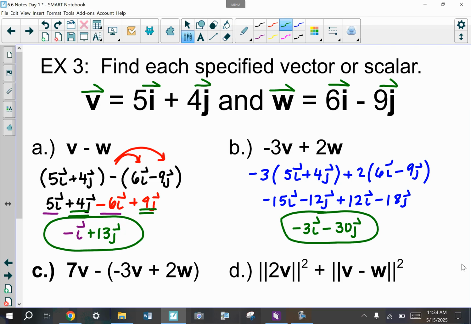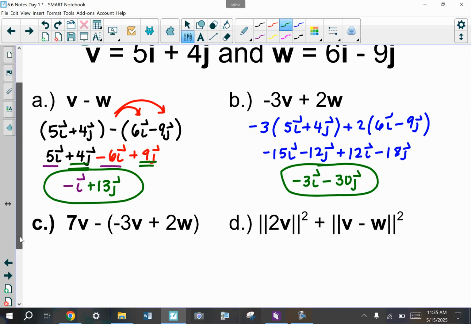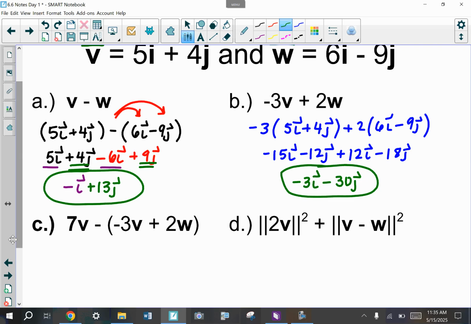What did I do? Did I do something wrong? Negative 12 minus 18. Okay, so work through that. Let's make sure we're getting negative 3 vector i minus 30 vector j. So don't forget those vector symbols on top. If you don't show the vector symbols, you will lose some points. It's kind of like not using a degree symbol when we're talking about angles. These aren't just variables. These are representing direction and magnitude for the vector.